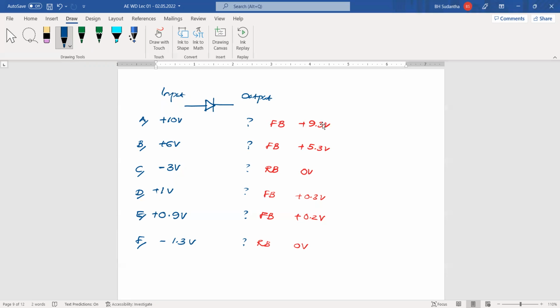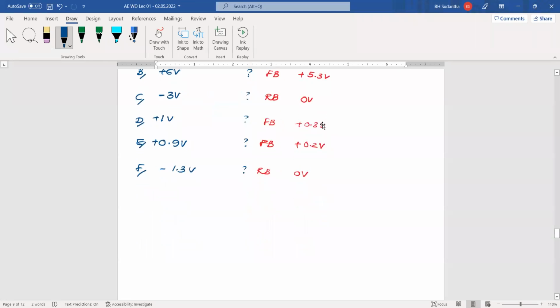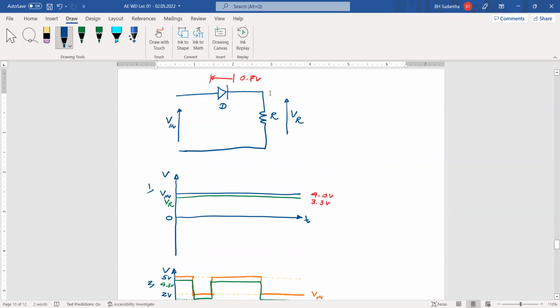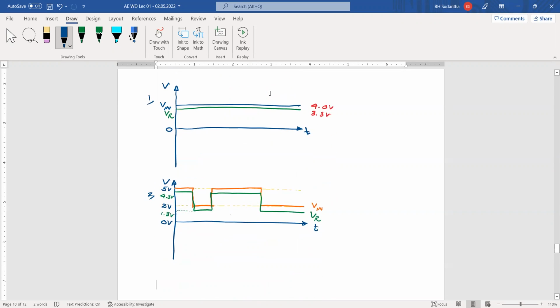6 minus 0.7, 5.3 is the output. Here also you can experience the same thing. We apply V in 4 volts, but we receive as VR output voltage 3.3, 4 minus 0.7. The same thing here. We applied 5, then we received 4.3 during this part. Here it's coming down. Then after that we apply 2 volts. When we apply 2 volts, 0.7 will be used to break the depletion layer. Then 1.3 is remaining.